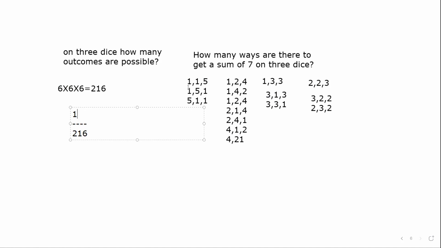1, 5, 1, 5, 1, 1, 1, 2, 4, 1, 4, 2, 1. Oh, I listed 1, 2, 4 twice, though. Now it says, part of the problem... oh, no, it's 15, right? Yeah. Is that right? I know what the answer is supposed to be. I just don't remember how many combinations there are.